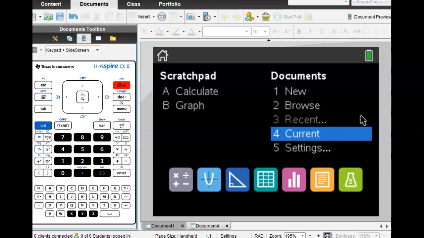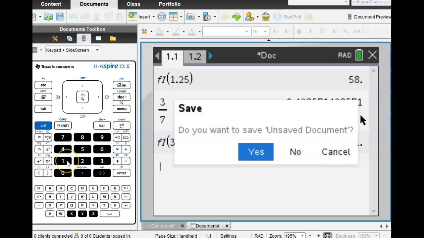Starting with the calculator, when you turn it on, you should get a black screen that looks like this. Everybody at the black screen? Okay. We are going to create a new document. Every time we start a new question, we start a new document. So we're going to press 1 for new.